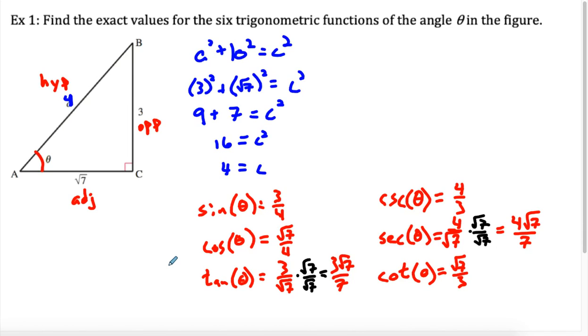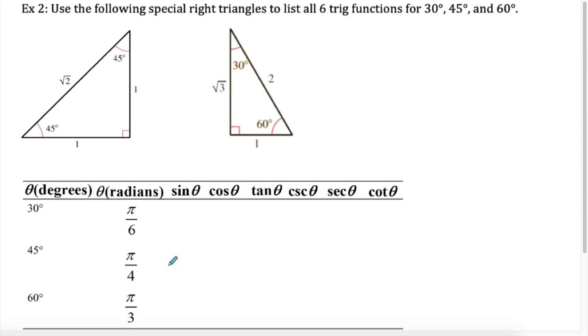Okay, so now let's take a look at our special right triangles, our 45, 45, 90, and our 30, 60, 90. And let's list out all 6 trig ratios for those 3 angles, for 30, 45, and 60. Okay, so now in this table, I've got 30 degrees is the same as pi over 6. Okay, so if we just pick out one of my 45-degree angles and label, right, with respect to that, this would be opposite, adjacent, and hypotenuse.